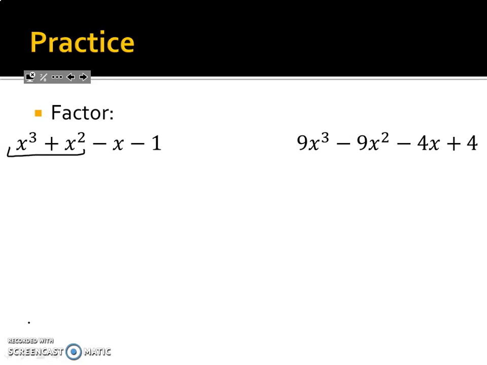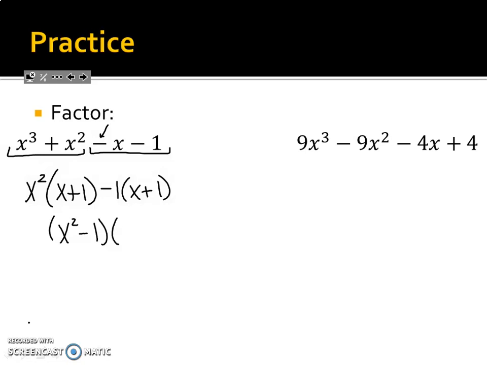x cubed and x squared, what can I pull out? I can pull out an x squared. When I do that, I'm left with an x plus 1. What can I pull out of these second ones? Negatives. So remember, pulling out a negative. And I can't really pull out anything, but we can always pull out a 1. So I'm pulling out a negative 1. Since I pulled out a negative, that's changing all those signs. So I get x squared minus 1 times x plus 1.